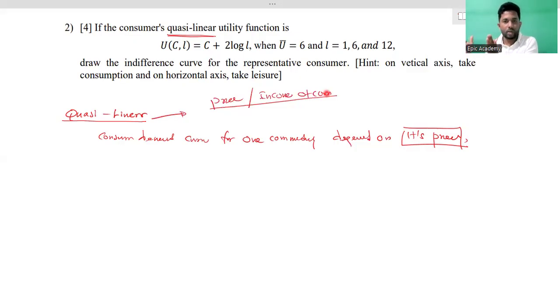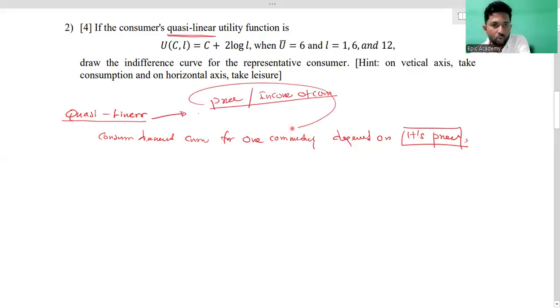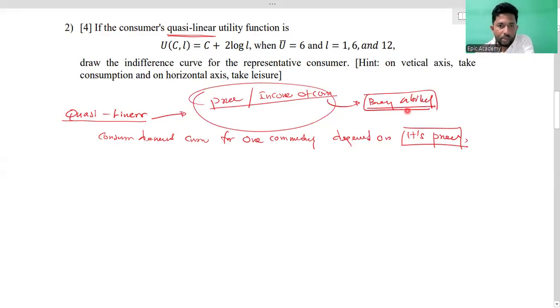At the practical level, consumer demand depends on the price of the certain commodity and the income of the consumer. These two factors create the consumer demand, because by using the consumer income and the price of the commodity, the buying ability of the consumer will be derived. So buying ability of the consumer depends on the consumer income and price of the commodity.